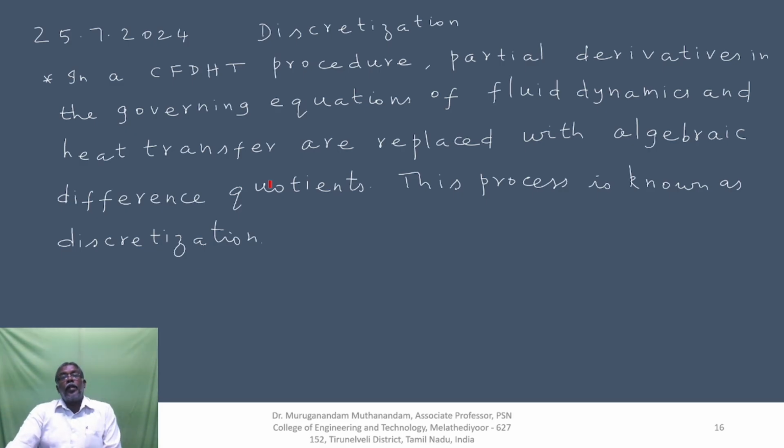The next part of this lecture is discretization of the reduced form of the governing equations. What is discretization? In a computational fluid dynamics and heat transfer procedure, the partial derivatives in the governing equations of fluid dynamics and heat transfer are replaced with algebraic difference coefficients. This process is known as discretization.